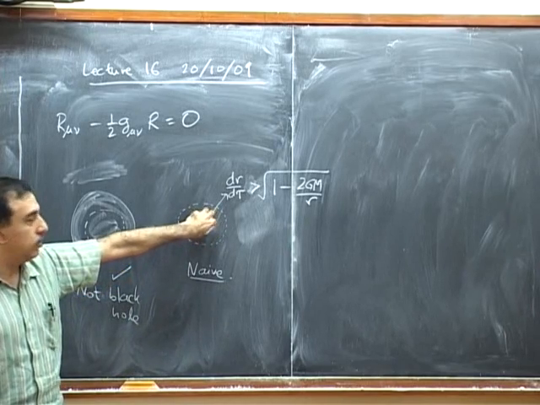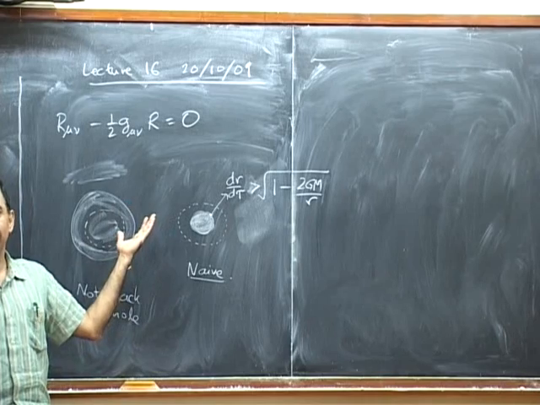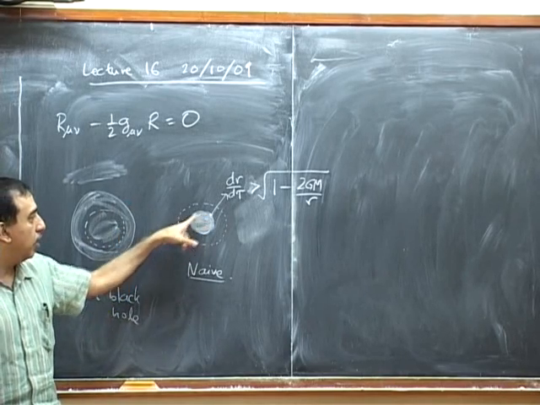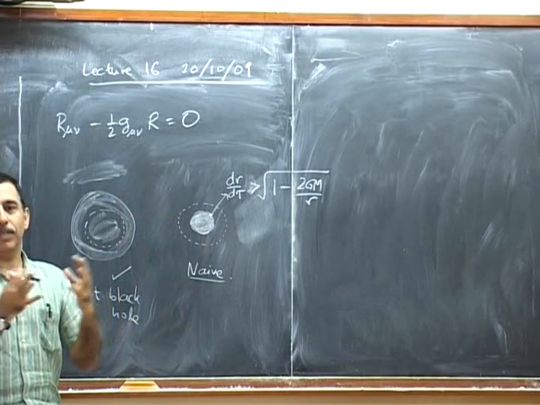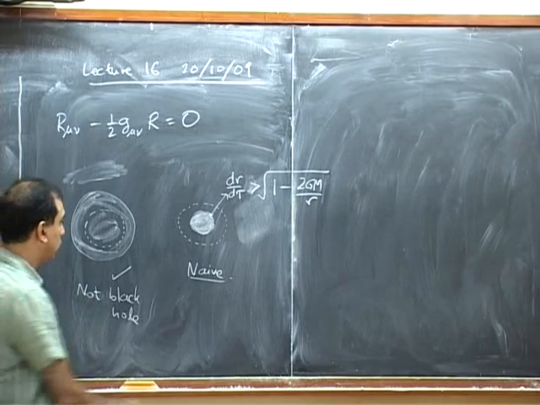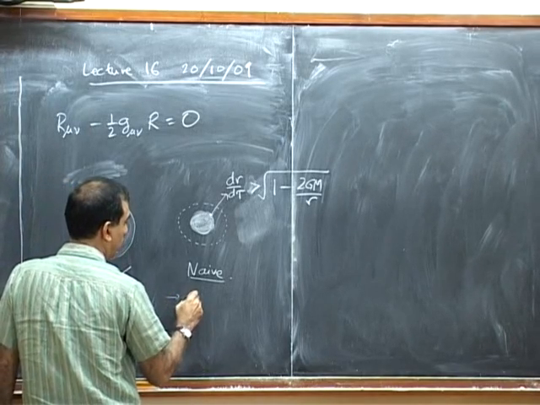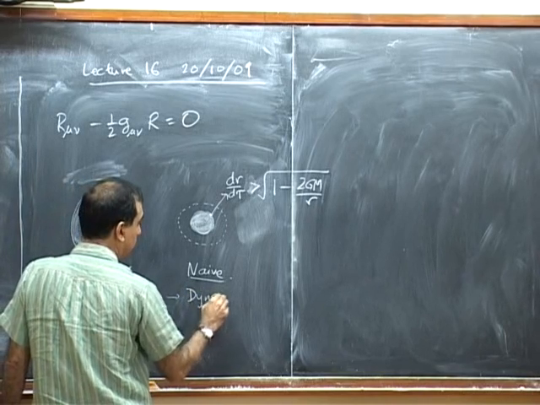That means every shell is going to move radially inwards. That means applying exactly the same analysis that we already did to each particle, this whole thing is going to be in a state of collapse. It's going to keep moving in. Okay. So this, really speaking, is going to be a dynamical situation.